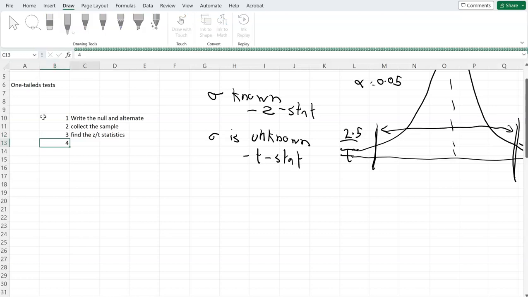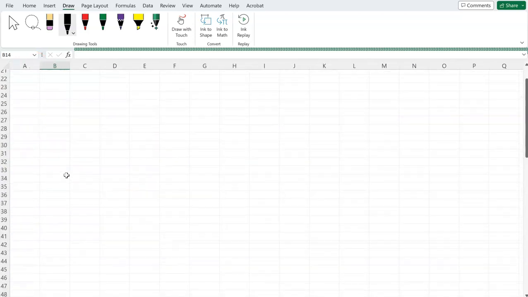And then the fourth step is to find the critical value of Z or T. Then in the fifth step, after we have our Z stat, we compare it with the critical value, and then we know whether to reject or not reject the null. So let's look at some examples.